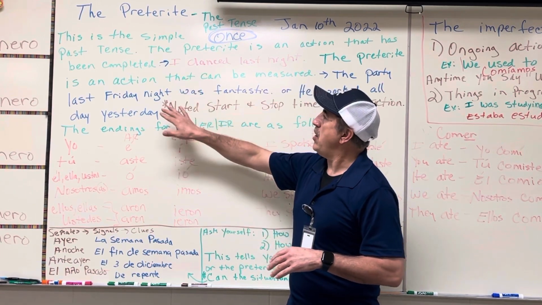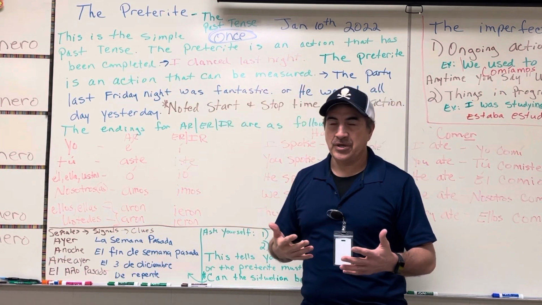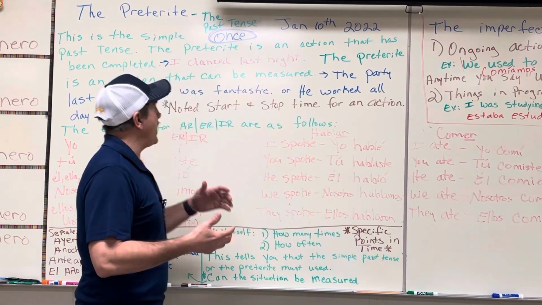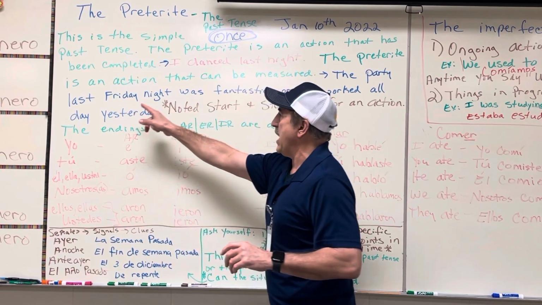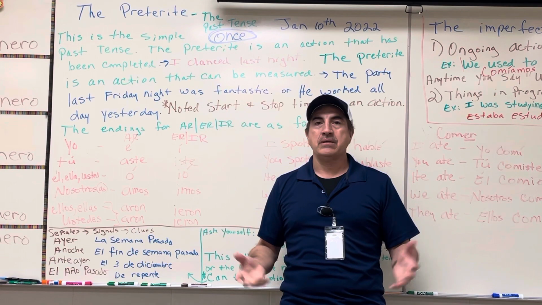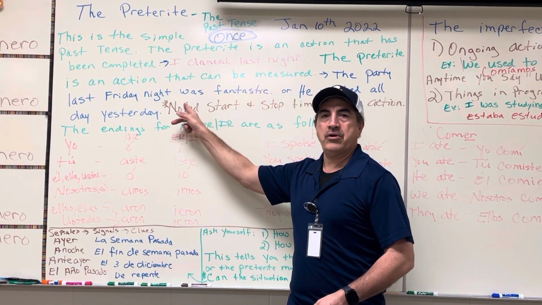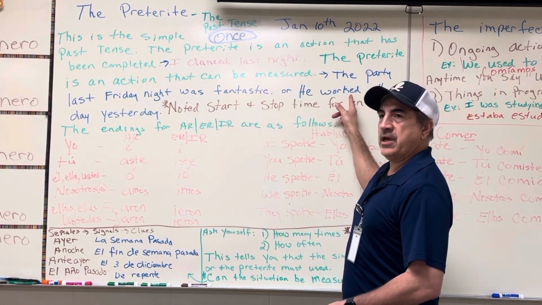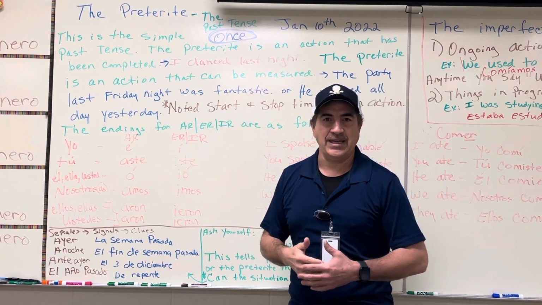Also, the preterite is an action that can be measured. You can measure the past tense by that event, by that action. For example, the party last Friday night was fantastic. How was it? It was fantastic. In the past tense, the word here is "was." Or, he worked all day yesterday.